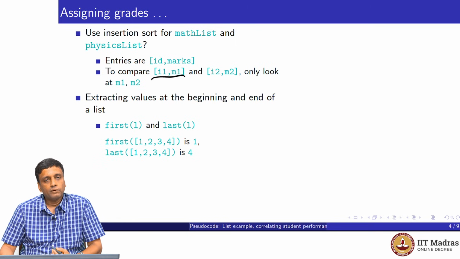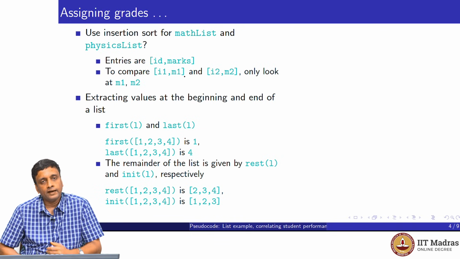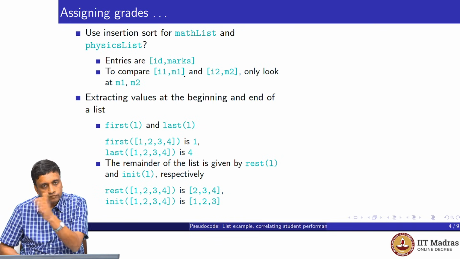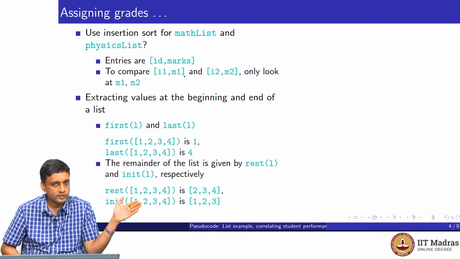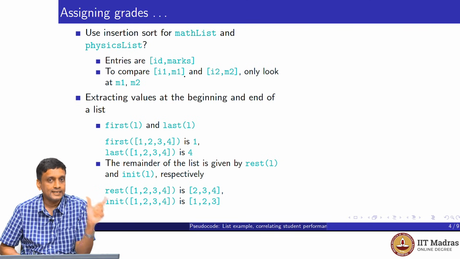Now, it will be useful to also look at what happens to the rest, right? So if I do first and last, then I have the remaining part. So I take out the first, and then I have the second onwards. So I will call that the rest. So the rest is a list. First is an item, rest is a list, right?